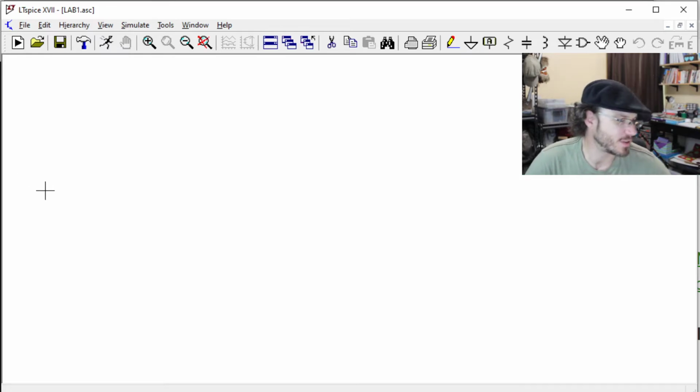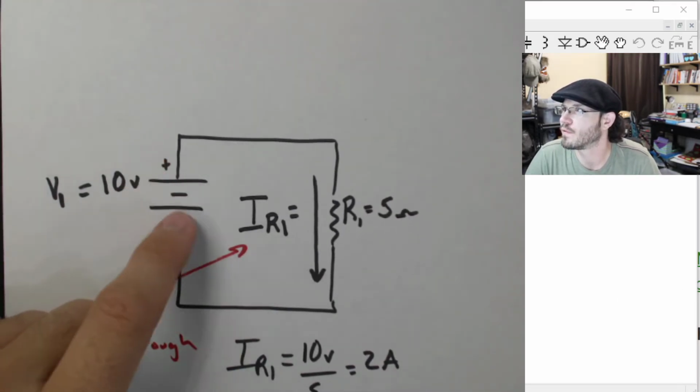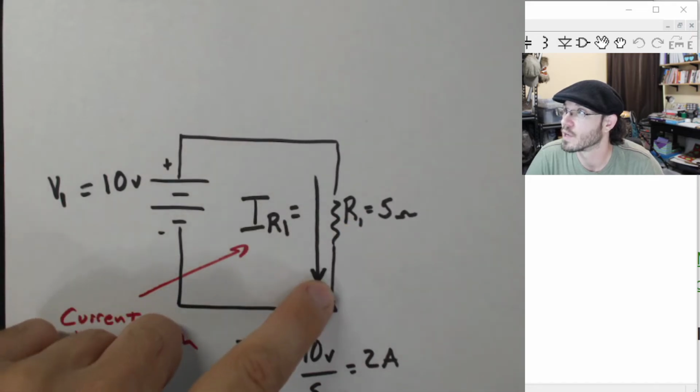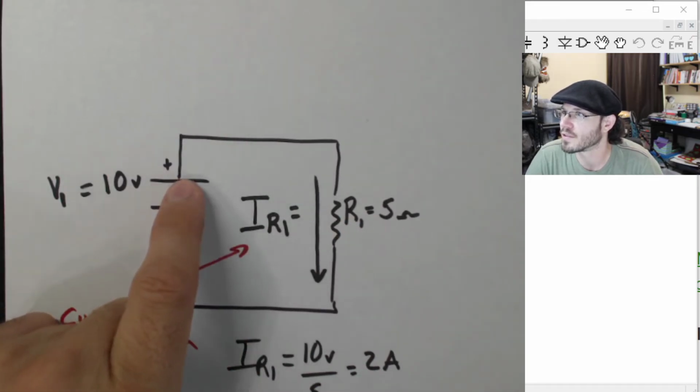Right? That was the first thing. We're going to do this schematic over here. We need this voltage source. We need a 10-volt source. We need a resistor, and we need wires to connect everything. So let's go ahead. Let's add the voltage source first.